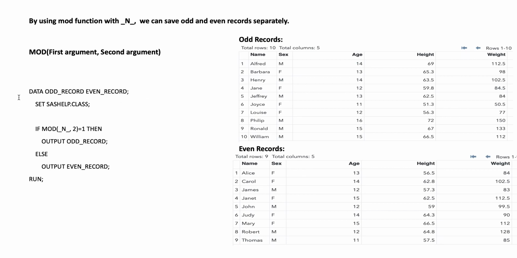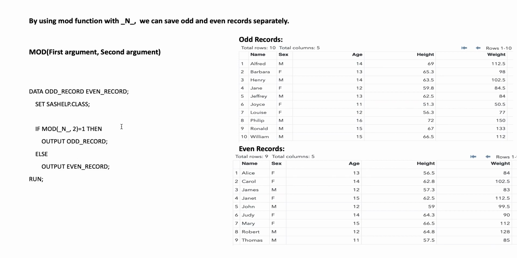A simple code is given here: data odd_record even_record; set sashelp.class. If mod(_N_, 2) = 1, that means when we divide the observation number by 2 and the remainder is 1, it gives all odd records. These records are saved in the odd_record dataset. Else, that means all others are even records, and these records will be saved to the even_record dataset.